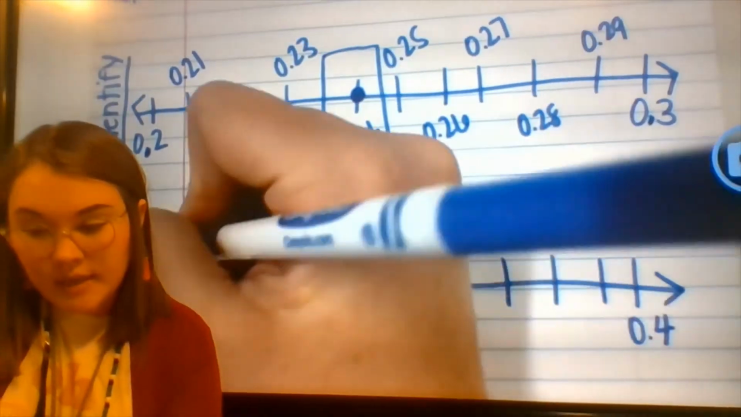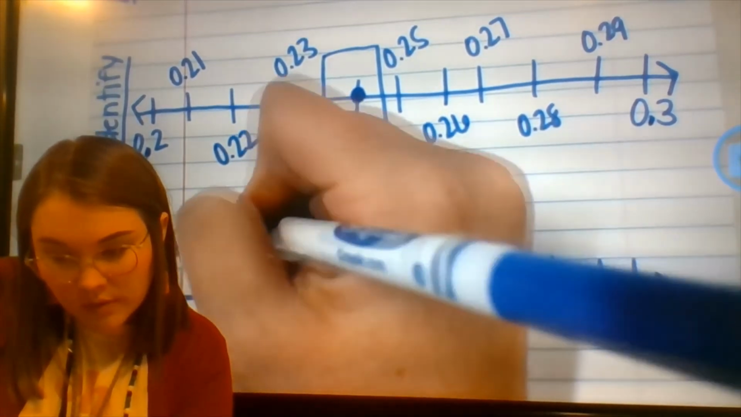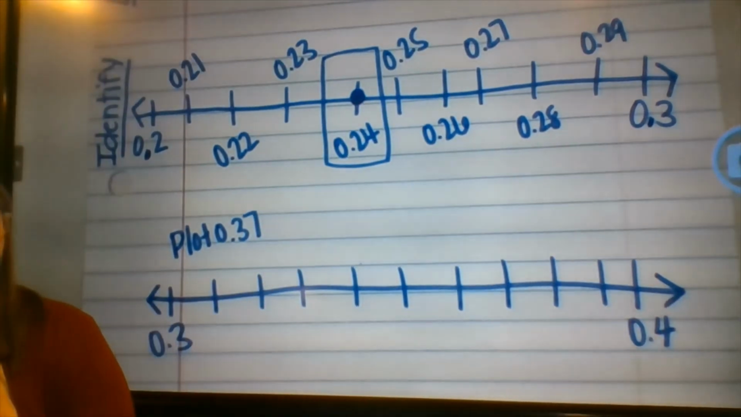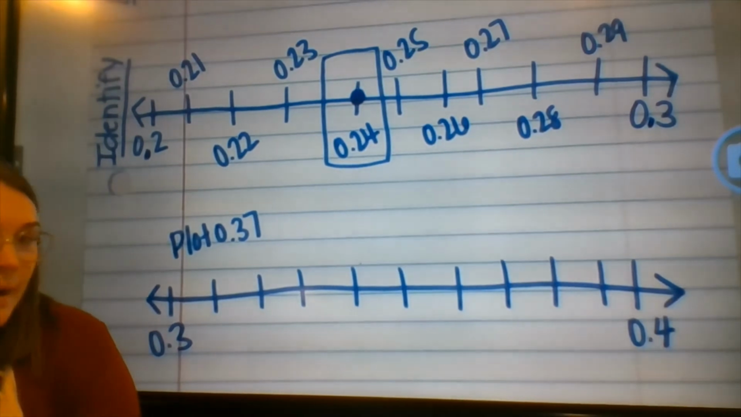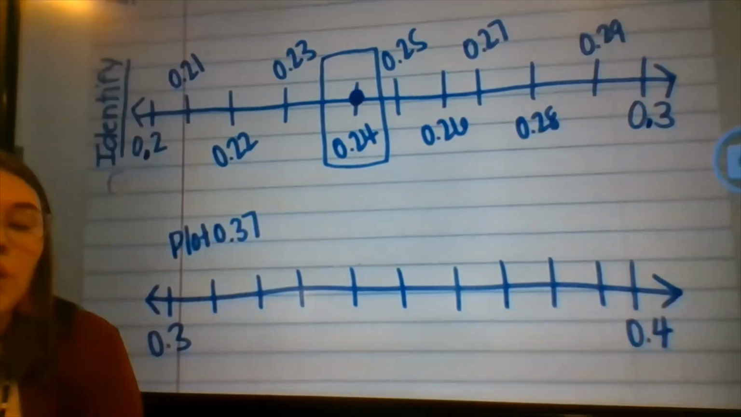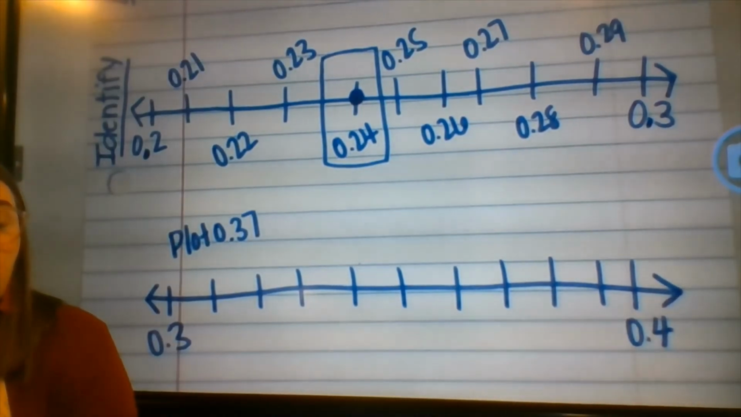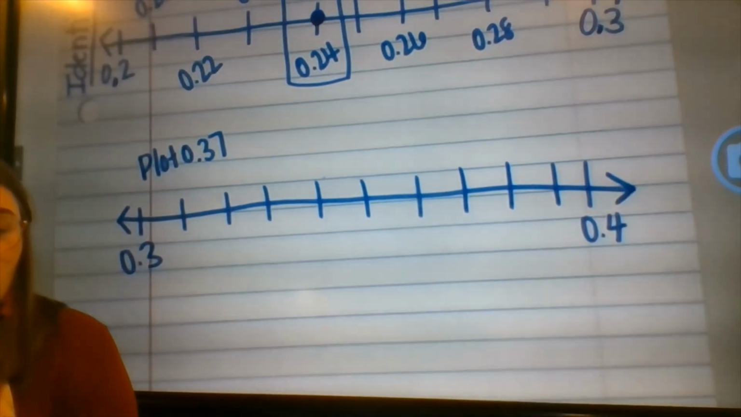Okay, it is asking us to plot 37 hundredths. That's what it's asking us to do. So we have to first start by labeling the number line. So I want you to label the number line and then plot by putting a circle on 37 hundredths. So I want you to pause the video and do that and then come back and check it with me.